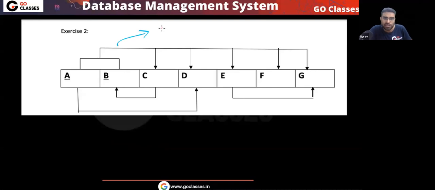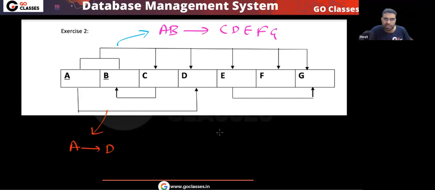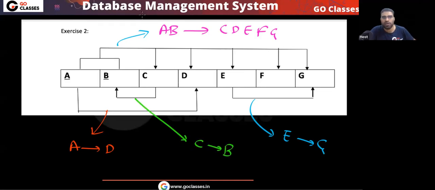Let me know. This functional dependency is AB determining C, D, E, F, G. Yes or no? This is your functional dependency. What is this functional dependency? This is your A determining D. What is this functional dependency? This is your E determining G. Okay. And finally, what is this functional dependency? This is your C determining B. Okay. Understood? So is this notation clear? Please tell me.